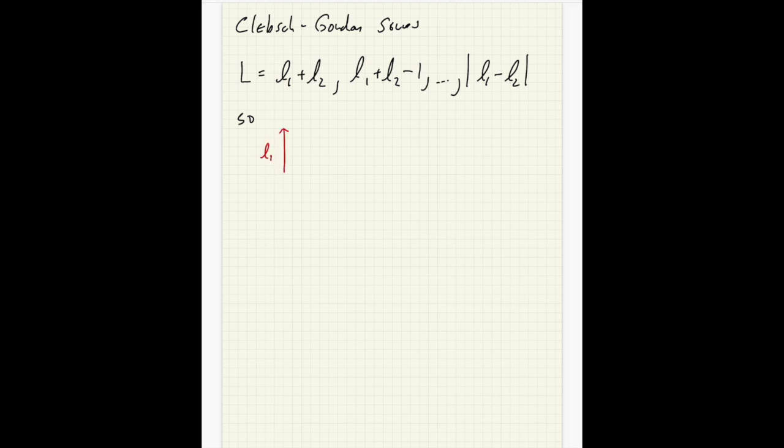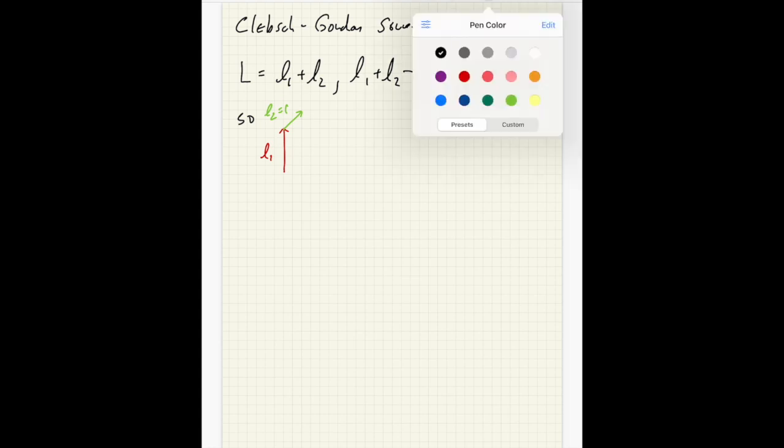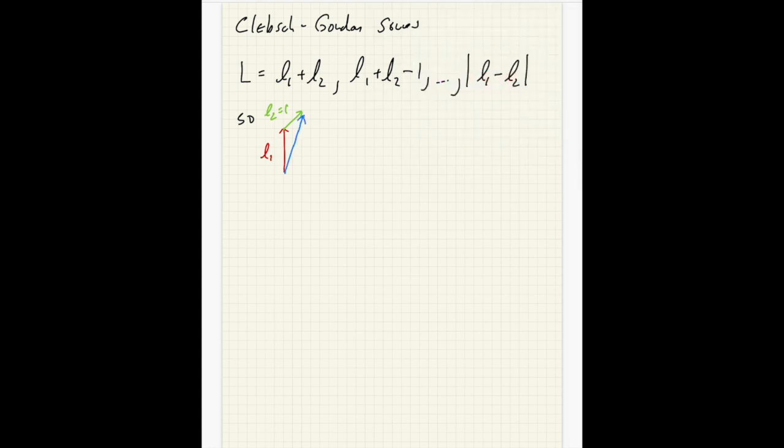Now, as you can see here, we have L1 equals 2 and L2 equals 1, and we're looking at the three different projections, plus 1, 0, and minus 1. And we can see that L, the total orbital angular momentum quantum number, will be equal to either 3, 2, or 1, depending on the orientation of L2 with respect to L1. And that's what the Clebsch-Gordan series is giving us. It's giving us all the possibilities.